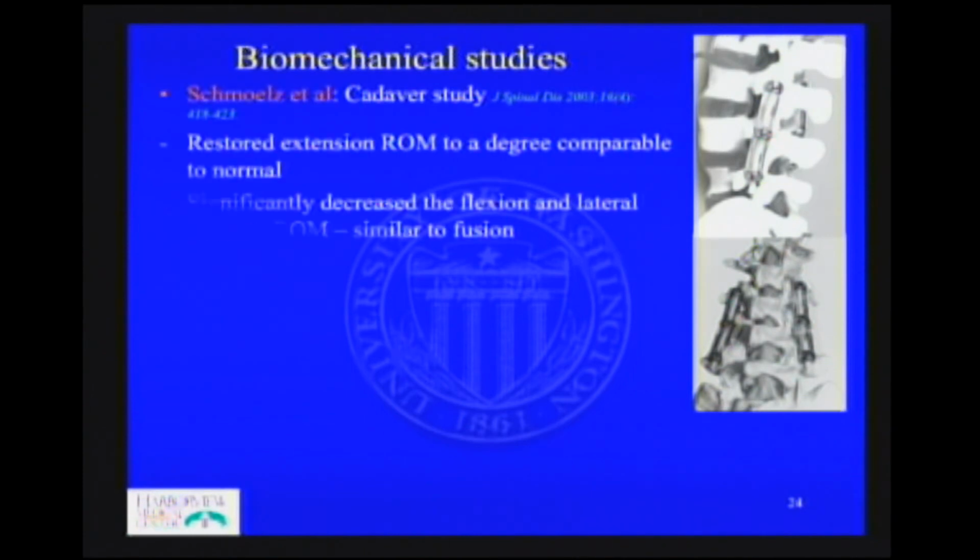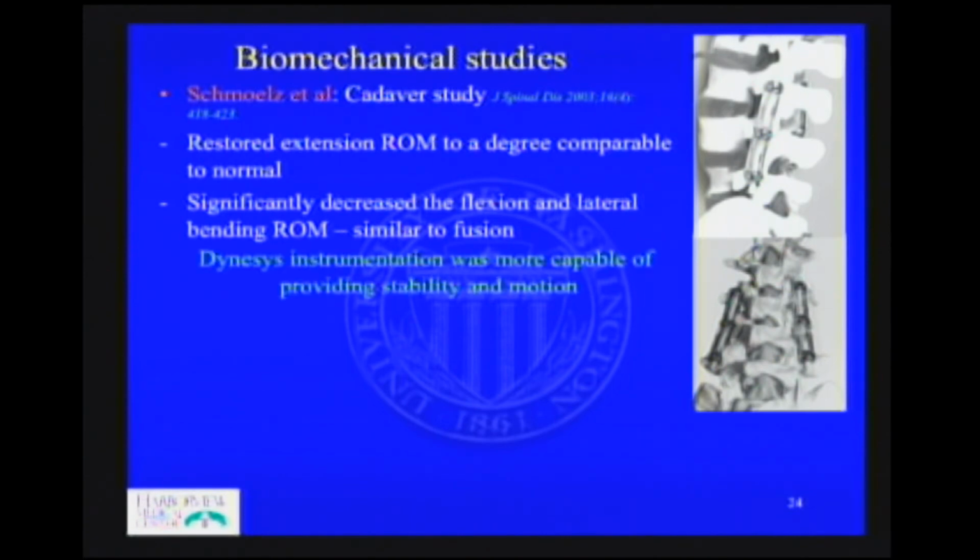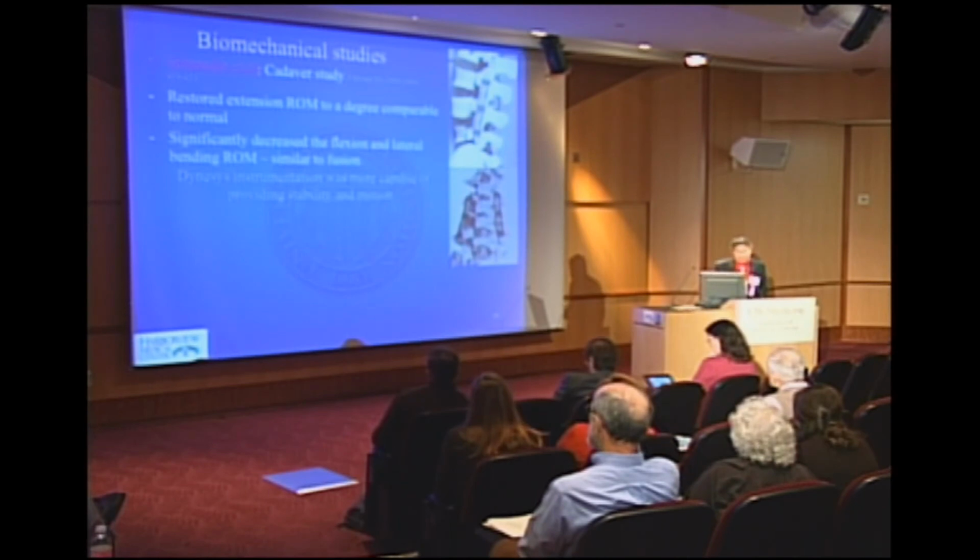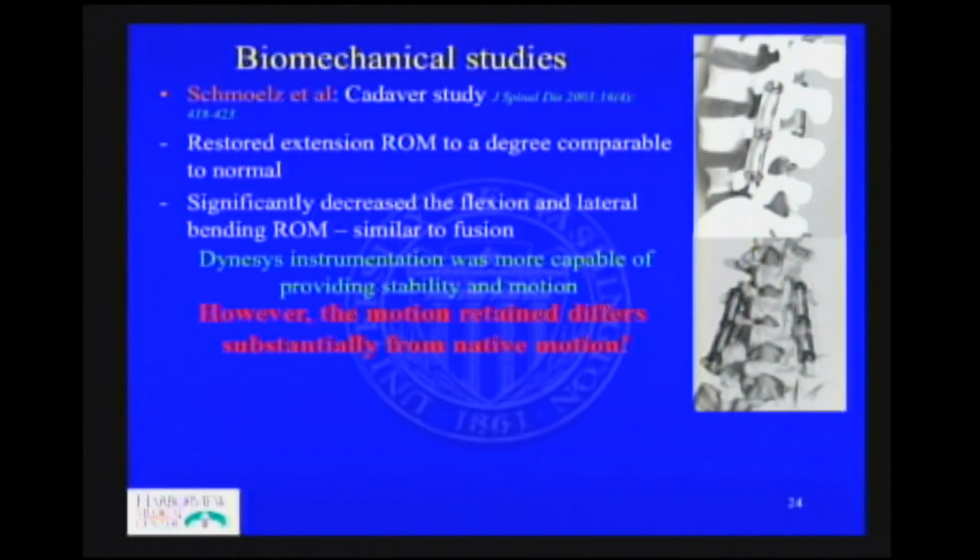And then the biomechanical study shows that in the cadaver, it restores the extension range of motion to degrees comparable to normal subjects, and also it significantly decreased the flexion and the lateral bending range of motion, which is similar to the fusion. Therefore, they concluded that the DISEASE instrumentation was more capable of providing stability and motion. However, keep in mind the motion that is retained with the DISEASE system differs substantially from the native motion that the human spine is supposed to have.